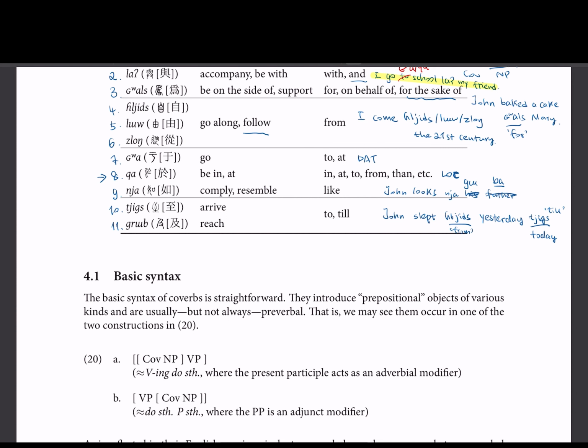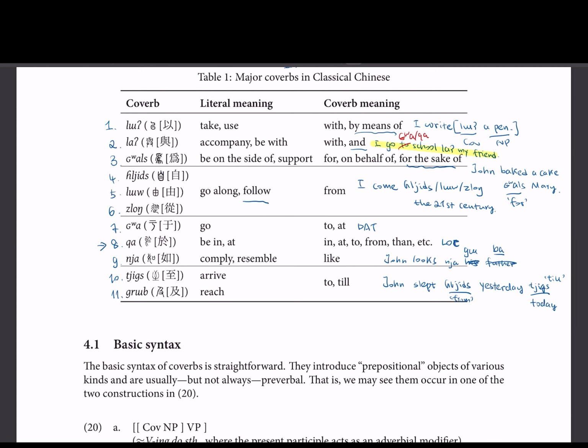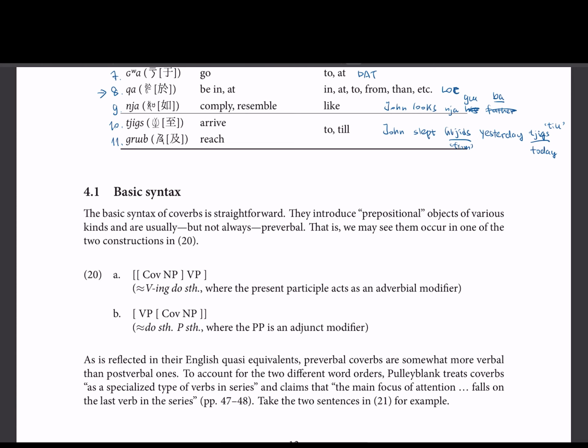The basic syntax of coverbs is very straightforward because they basically just introduce prepositional objects of various kinds, and they're usually preverbal, but not always so. So as long as we have learned the prepositional meanings of these coverbs, we should be fine. We're likely to encounter coverbs in classical Chinese in one of the 2 patterns in 20.